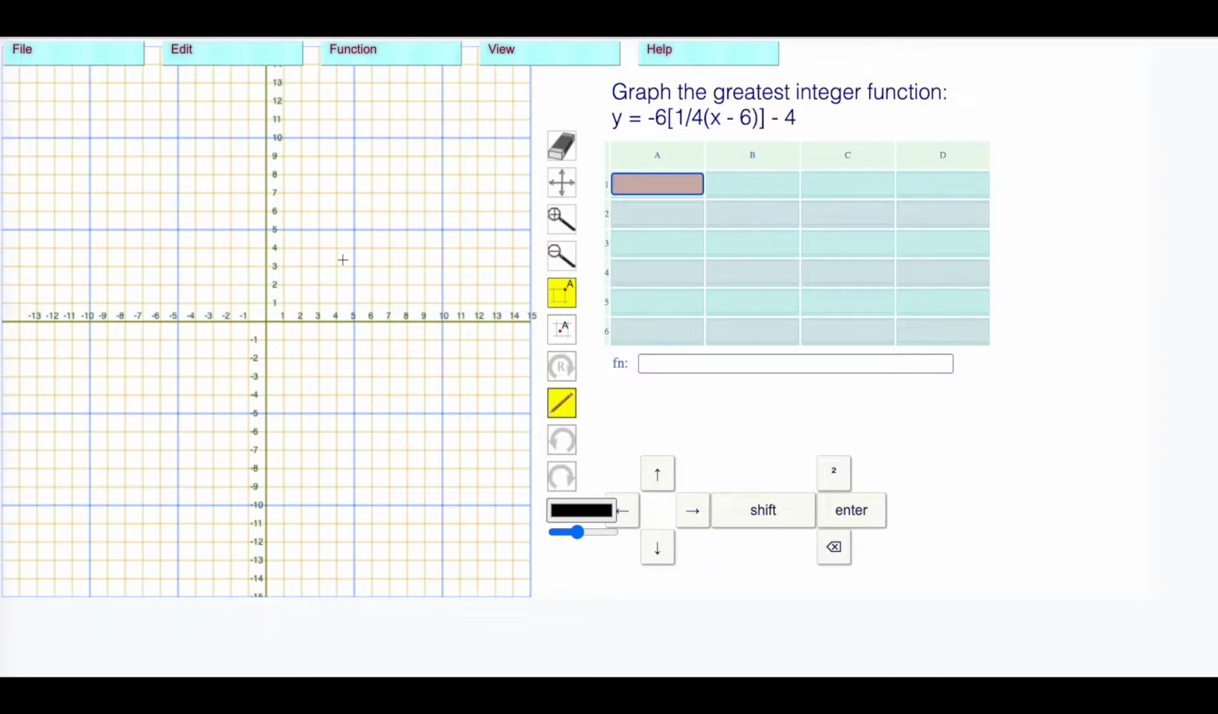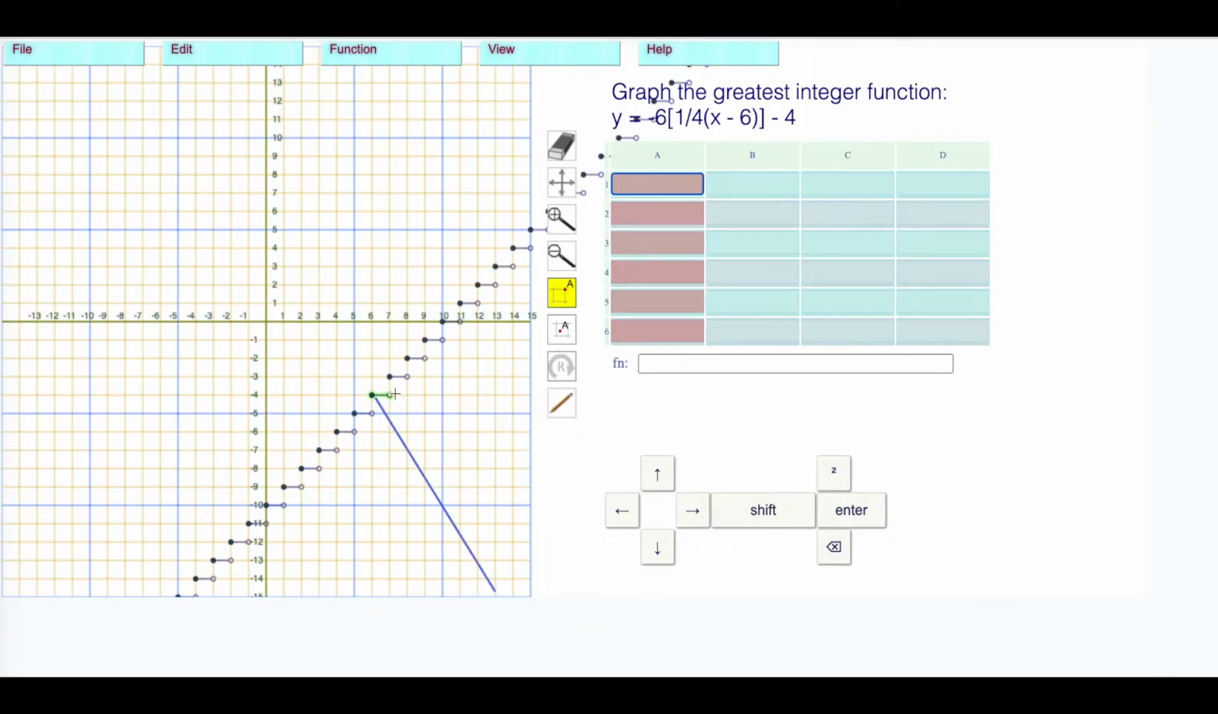We have +6, -4 right here. I'm making a line that has a slope of -6 over 4. So I'm going to go over 4 and down 6. B is 1/4, so I'm going to move that over 1, 2, 3, 4. And the A is -6, so -1, 2, 3, 4, 5, 6.